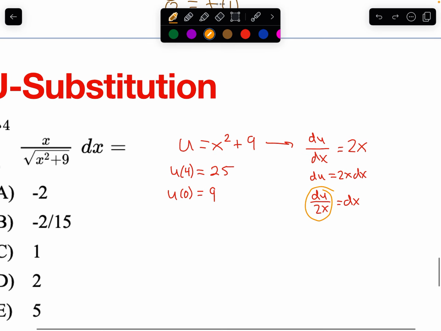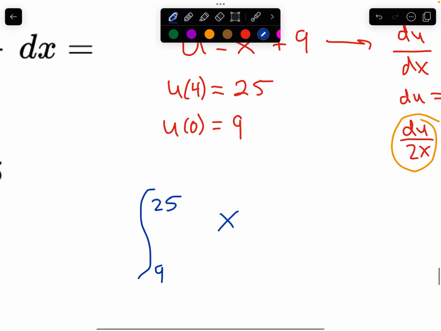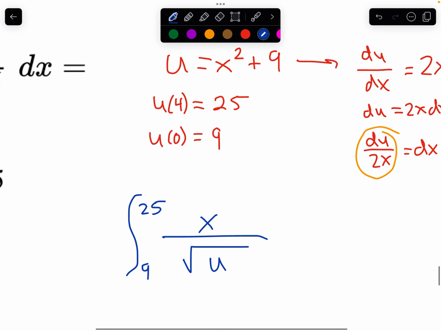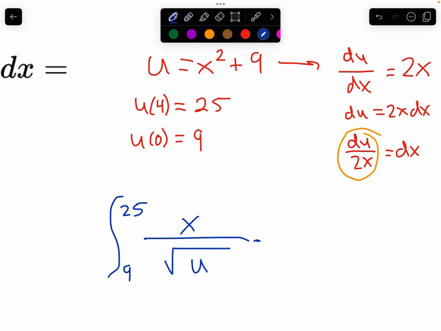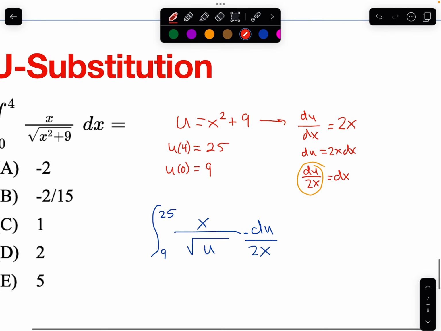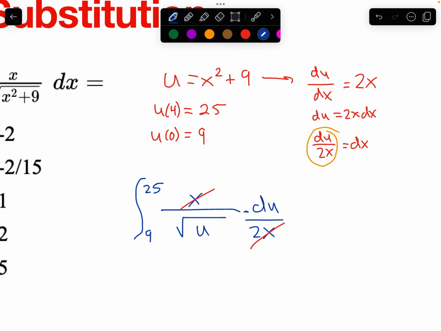So here goes. Let's set up our new integral now. Our new bounds of integration are 9 and 25. We've got this x in the numerator. In the denominator, we're subbing in u for x squared plus 9. And for dx, we're going to make the substitution that I circled to the right here, du over 2x. What happens here is that these x's cancel. Now we've got everything in terms of u.